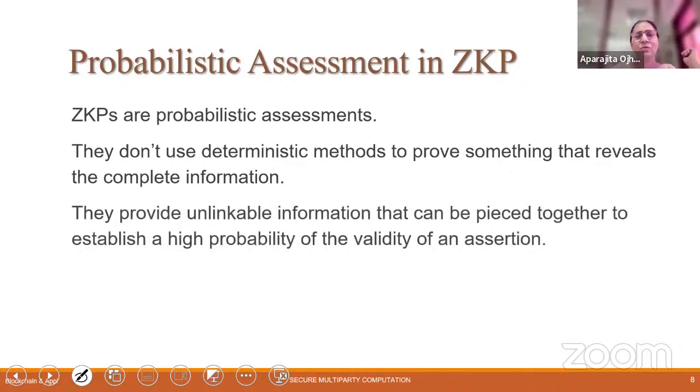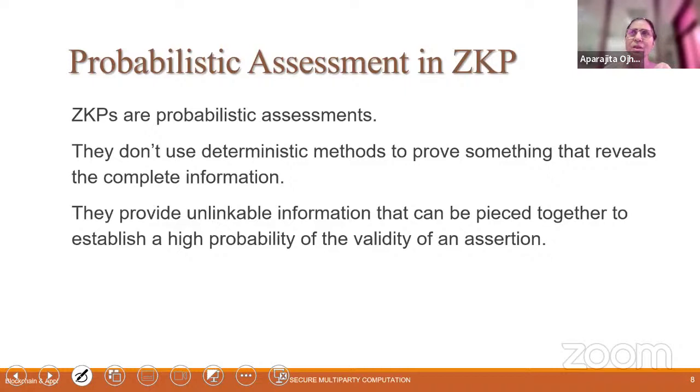Rather, they provide unlinkable information that can be pieced together to establish a high probability of the validity of an assertion, right? So here, what is very important is that there is unlinkable information. When it is pieced together, then you get that the assertion is valid, right?